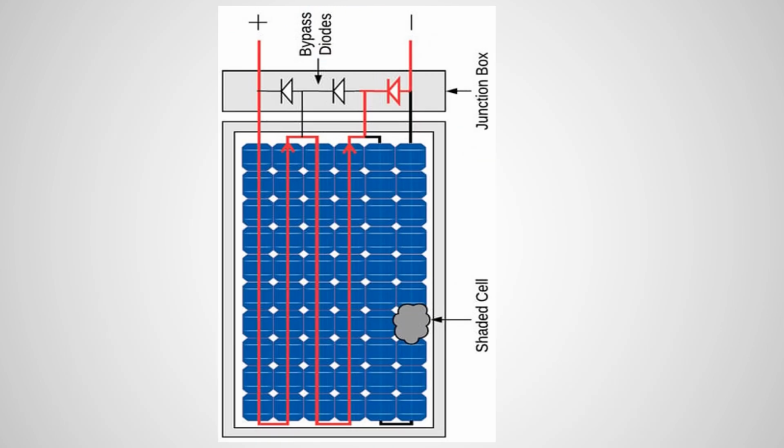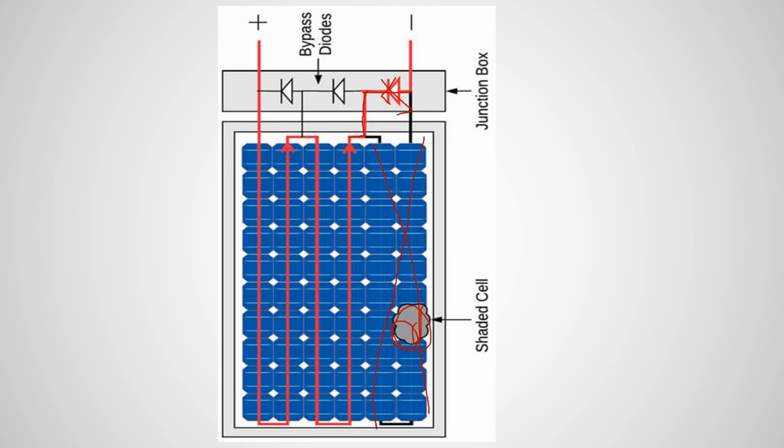Okay, look at here, we have another example. This is a shaded area. Because of the shading, this entire area we cannot make use of. So what is happening is this current passes through the diode, comes here, and then flows from here.